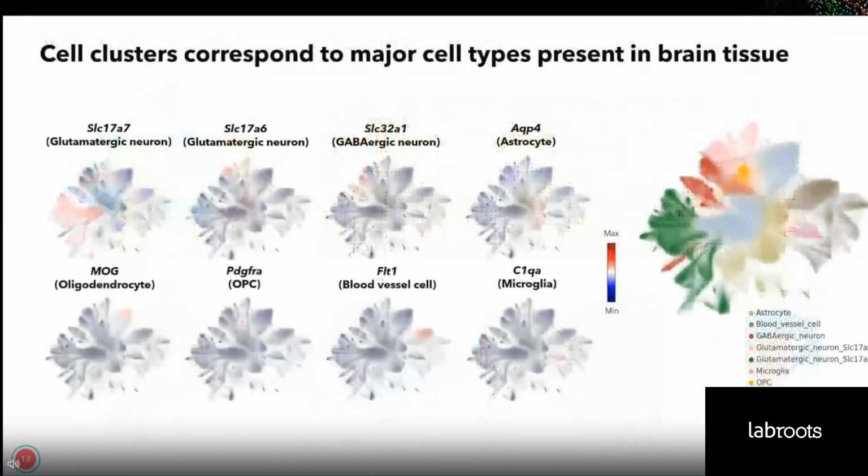So to understand the relationship between the cell type and the anatomic structure of the brain, I first grouped the cell clusters into major cell types, based on the expression of well-established cell group markers. In total, 8 cell populations were identified, including glutamatergic neuron with different glutamatergic transporters, GABAergic neuron, astrocyte, blood vessel cell, microglia, oligodendrocyte, and oligodendrocyte progenitor cells.